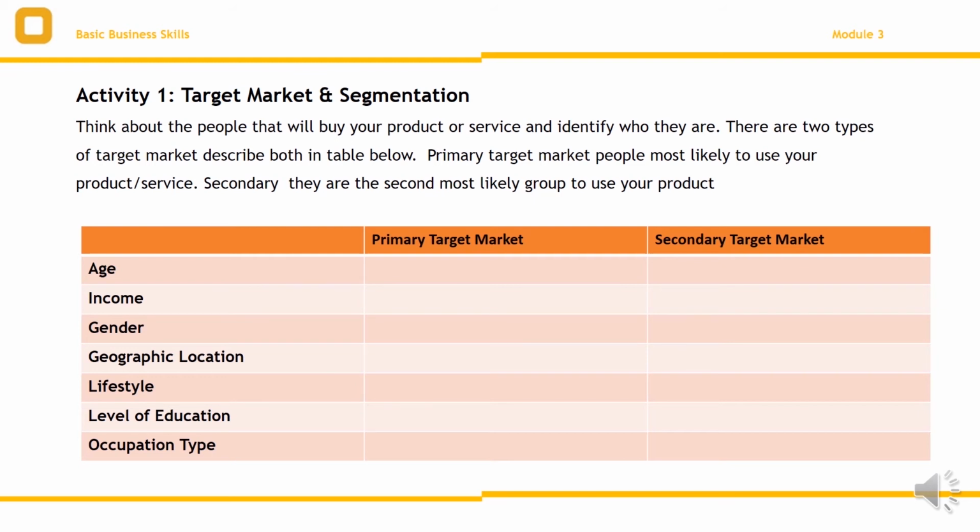target market. So for each one, define the target market in terms of age range or age group, define their income bracket or income groupings, define them in terms of gender, define them in terms of geographic location, where you are most likely to find your target market, both the primary and the secondary, define them in terms of lifestyle, define them in terms of level of education, define them in terms of occupation type.